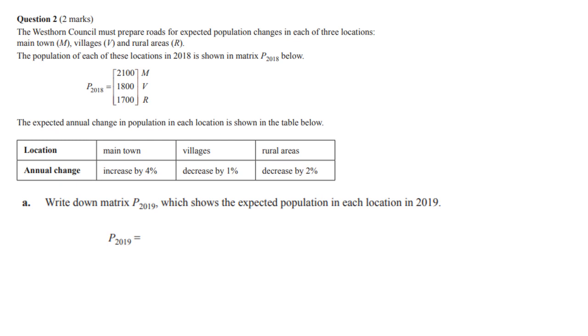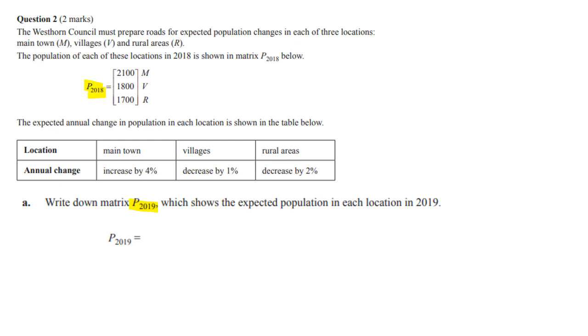I think this is also 2018 exam 2. So if you look at this, it's not really transition matrices, but I thought I'd throw it in there as a good place to answer things. This one you can actually answer without doing much in the way of matrices. It says write down the matrix for P 2019, which shows the expected population in each of the locations in 2019.